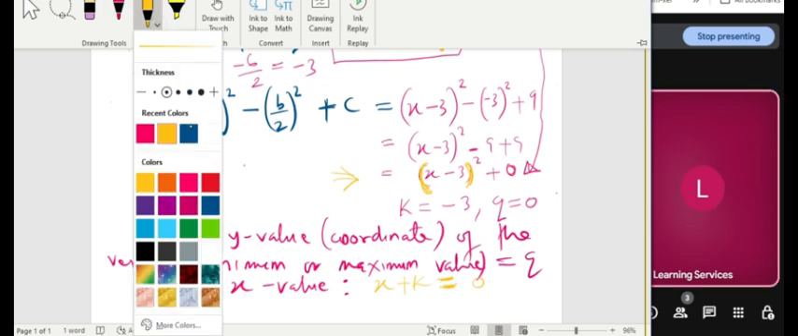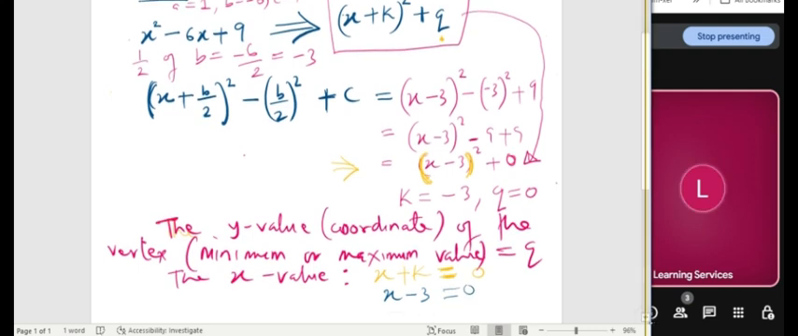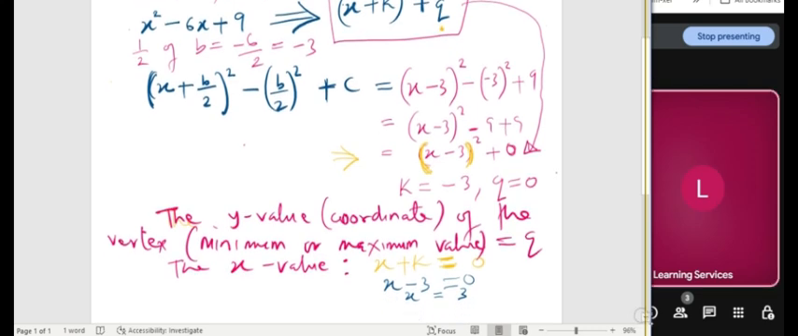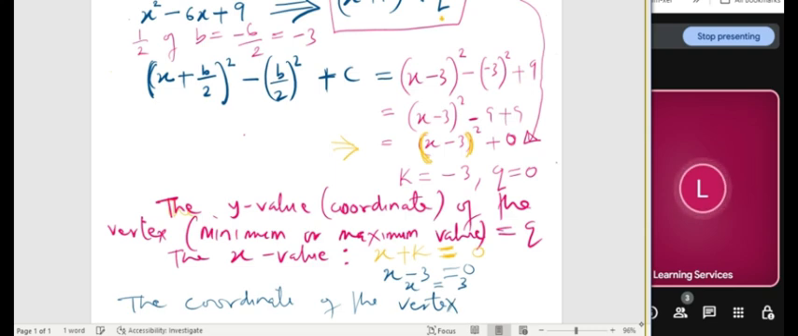So can we do that? That will be x minus 3 equals 0, isn't it? Just express whatever is inside the bracket equals 0. And that gives x equal to what? Plus 3. And that's how we can easily tell the vertex, the entire coordinate of the vertex. In this question we solve, the coordinate of the vertex is what?